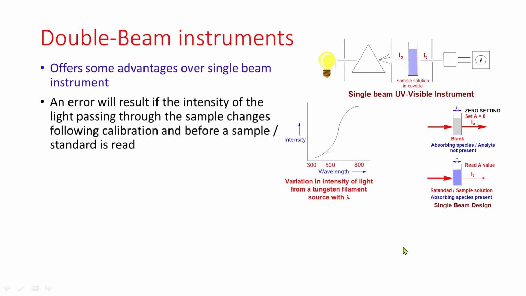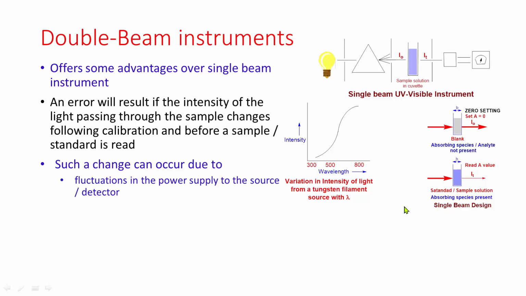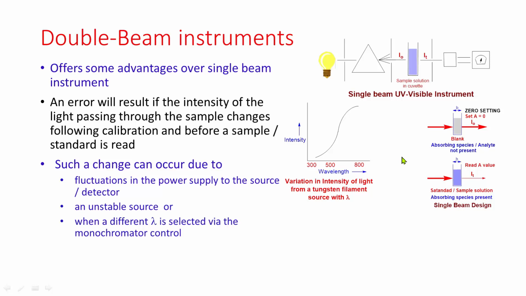An error will result if the intensity of light passing through the sample changes following calibration and before the sample or standard is read. Such a change can occur due to fluctuations in power supply to the source or to the detector, an unstable source, or when a different wavelength is selected via the monochromator control.